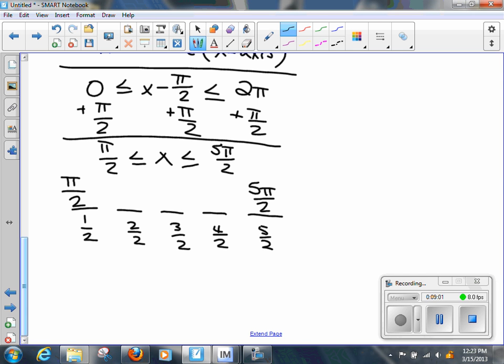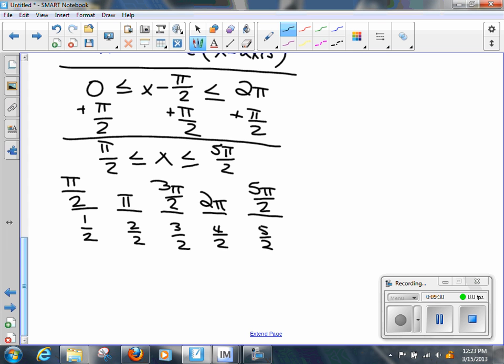2 pi over 2 would be pi. 3 pi over 2 is 3 pi over 2. 4 pi over 2 will really be 2 pi. So I've tried to cut down on my work a little bit, right? And now, do I have enough information? I've done all this work. Do I have enough information to graph it? Yes. Now I have enough information.